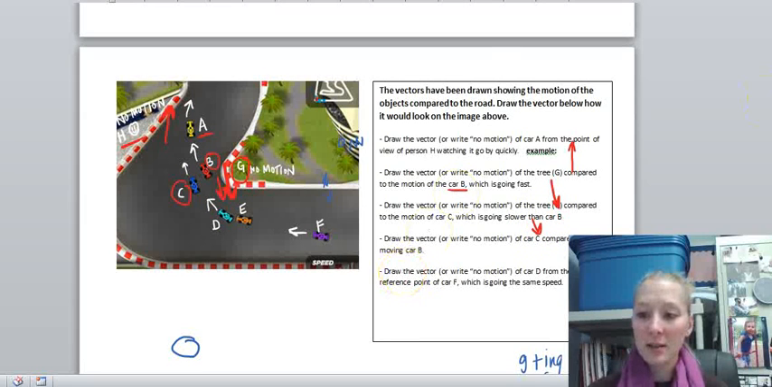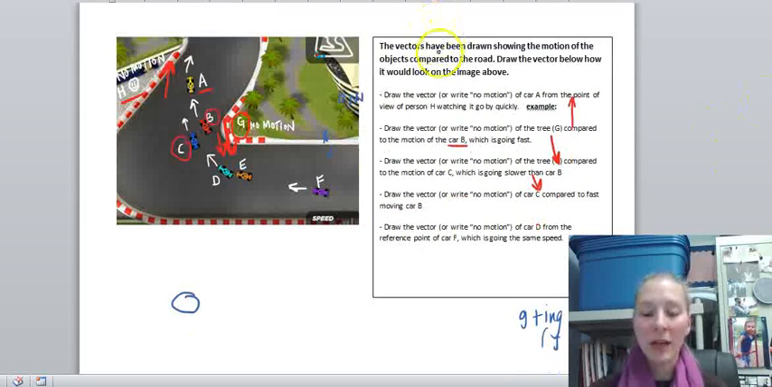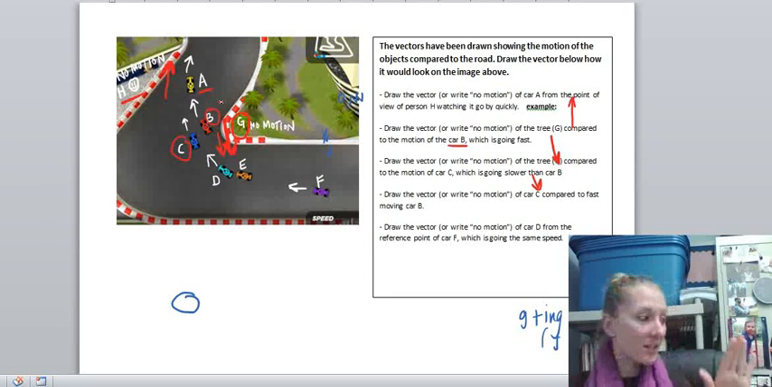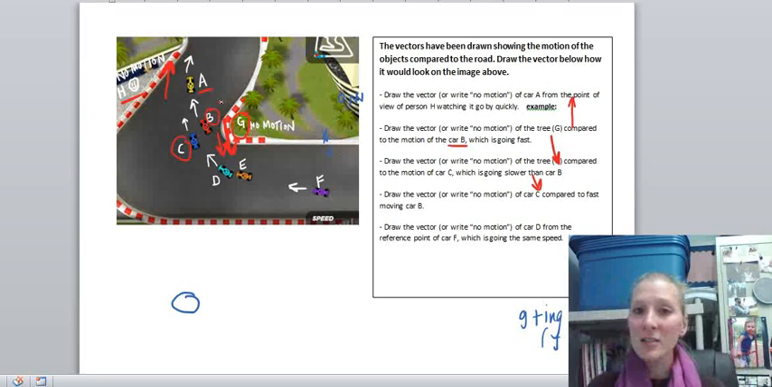All right, last two here. We're going to look at the motion of car C compared to B. So again, they're going the same direction. But if you were to imagine it, close your eyes. You're driving there together, and you're looking over your shoulder at the car next to you. If you were car B and you're going faster, it looks like car C is going backwards. But because they're still pretty close in speed, the vector is going to be pretty short because it only looks like it's going backwards just a little bit. So we draw our vector like that.